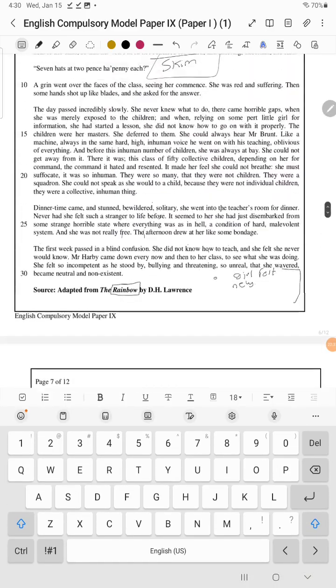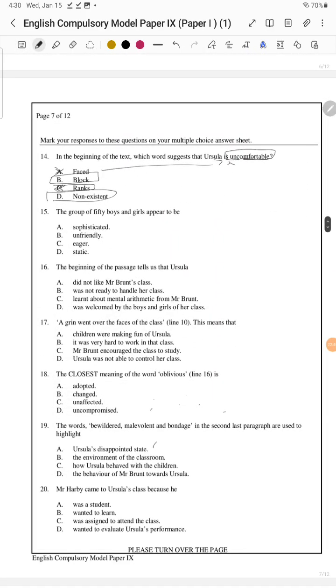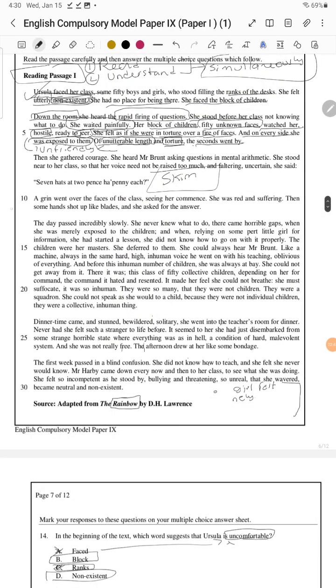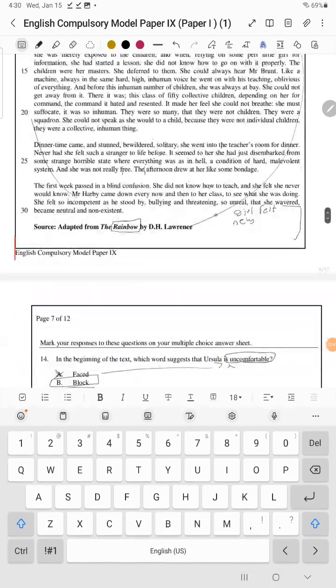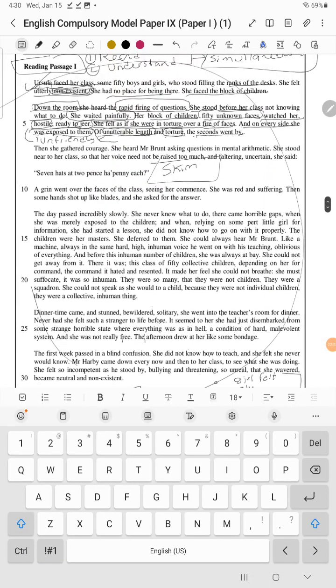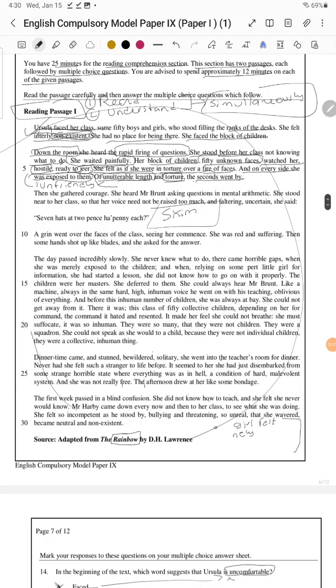Now let's move towards the passage first. What you have to do is read the whole comprehension first and then move to the questions. Here I've just read two paragraphs. By reading question number 1, you've seen that it asks which word shows that Ursula is uncomfortable. Uncomfortable means here that she is not settling down. Okay, so she felt utterly non-existent, which means that she is unhappy. She had no place for being there.